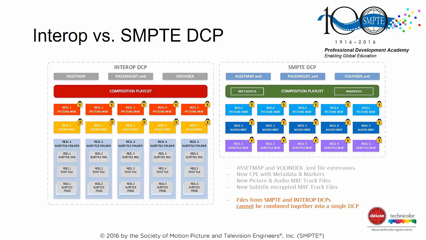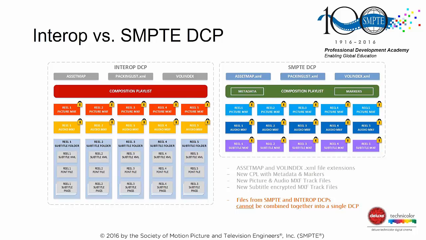So anyway, the first thing you'll notice is that they're different colors. And this is really meant to highlight first and foremost that the files are all fundamentally different. You cannot mix and match Interop and SMPTE assets or files within a DCP and expect it to work on anything. Further to this point, SMPTE and Interop DCPs can't even coexist in the same directory on a distribution drive, although this has more to do with their similarities and the fact that some older operating systems have trouble telling the difference between asset map and asset map.xml.